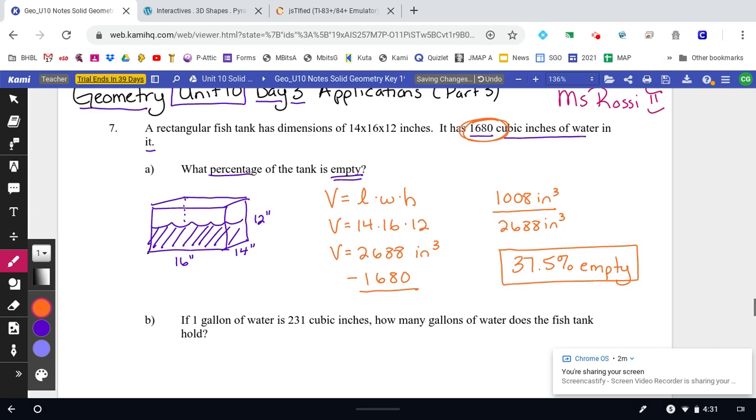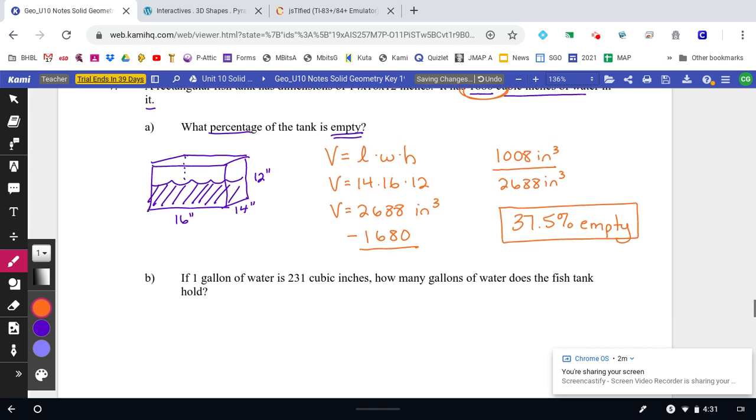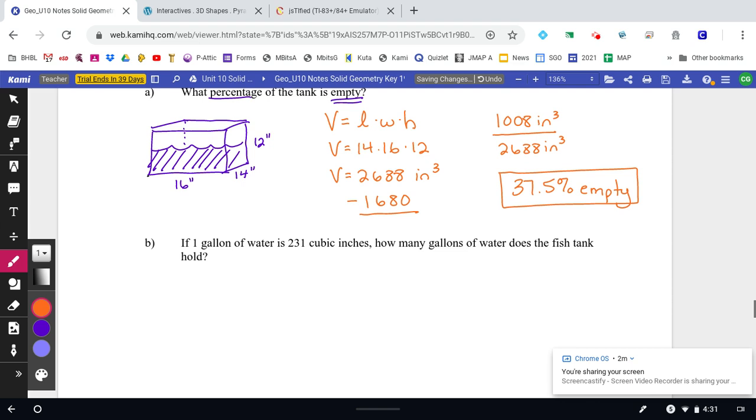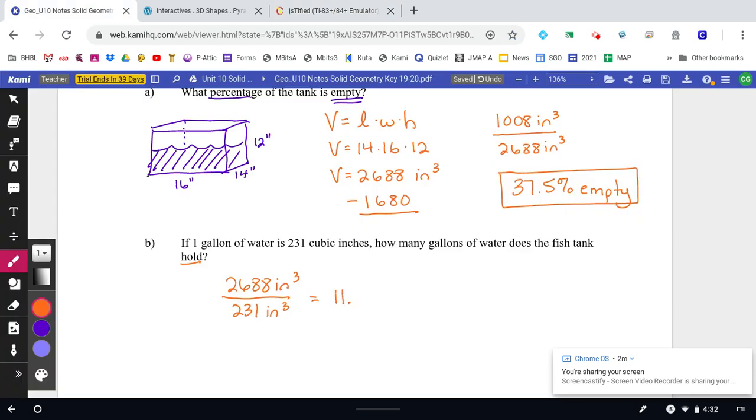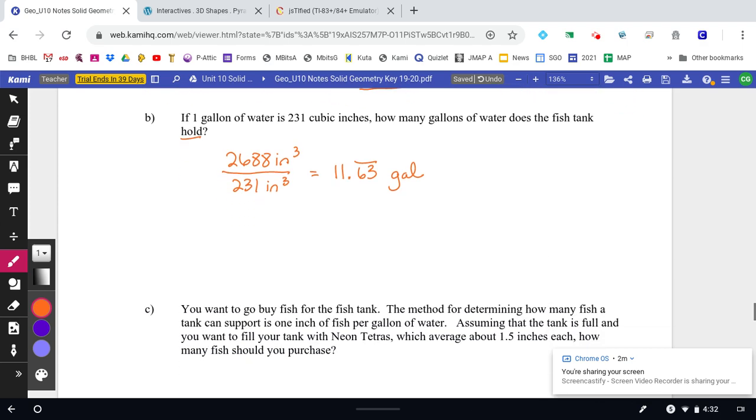Now, if 1 gallon of water holds 231 cubic inches, how many gallons of water does the fish tank hold? So if I take my 2,688 and I divide that by 231, we end up with 11.63 repeating gallons.